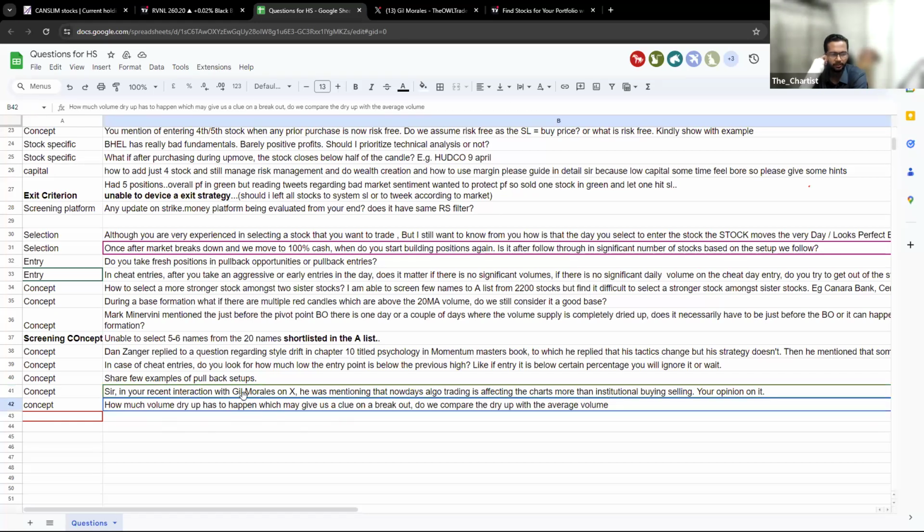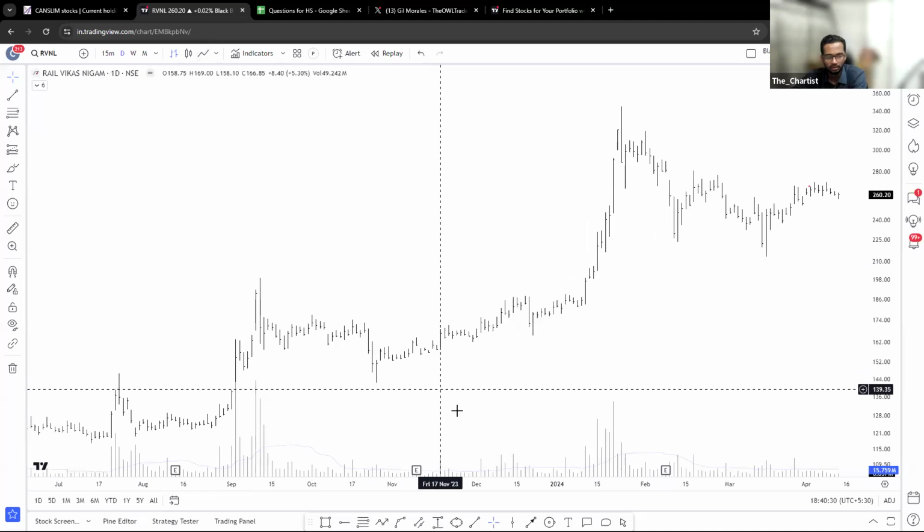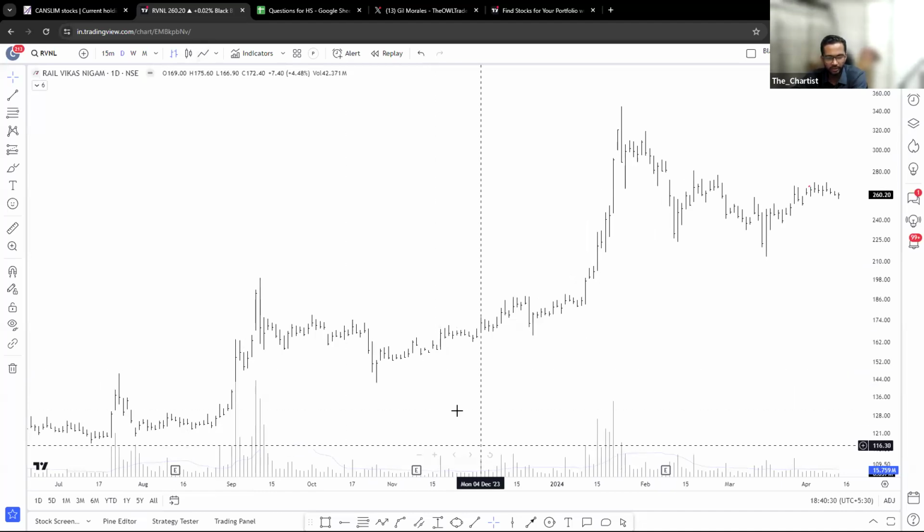How much volume dry up has to happen? Yeah, volume dry up should be below the average volume. So you are right, volume dry up, you will see it very clearly. It's like small volume bars between the skyscrapers. That's about volume dry up, sir. So how do you go about it now, sir?